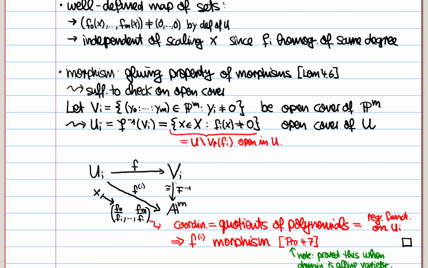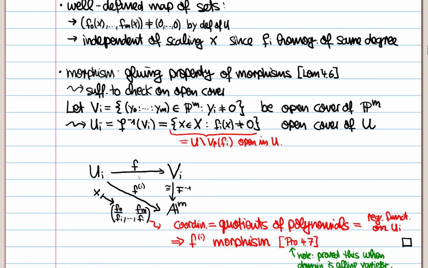But then in the last video, we showed that these V_i are actually isomorphic to A^m, and we wrote down a particular morphism, which we call F inverse, in this direction from here to there. And this F inverse just took this vector y_0 up to y_m, and then just replaced the coordinates here by y_0 divided by y_i up to y_m divided by y_i.